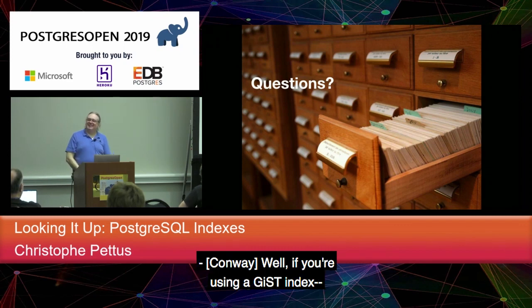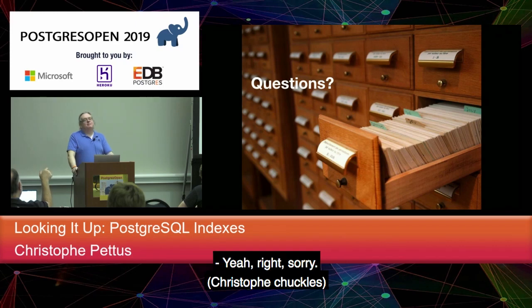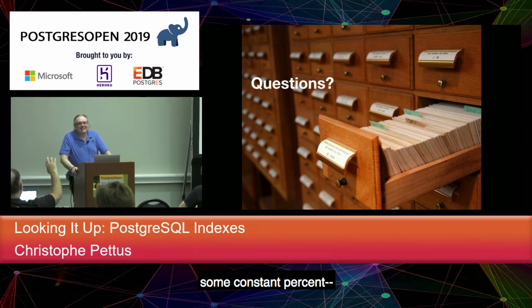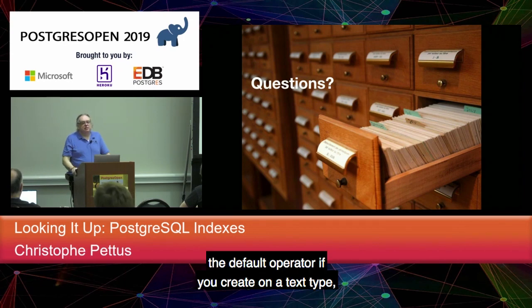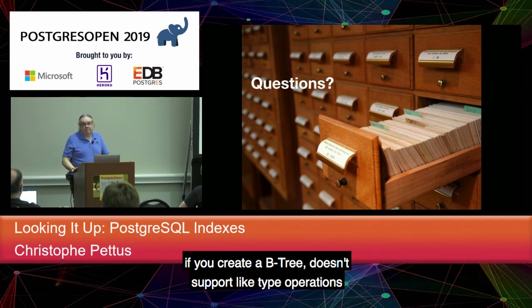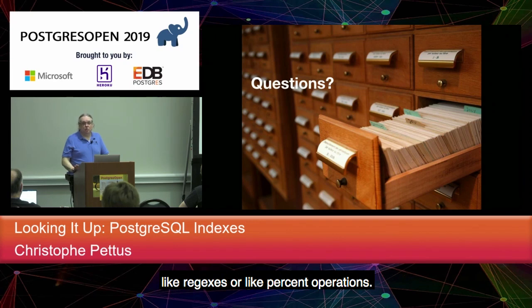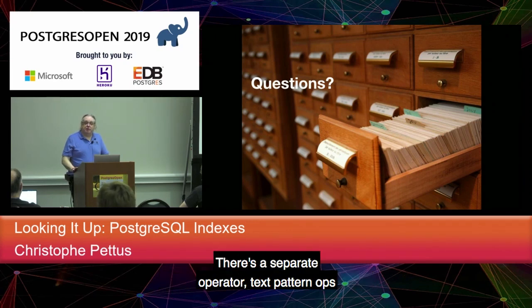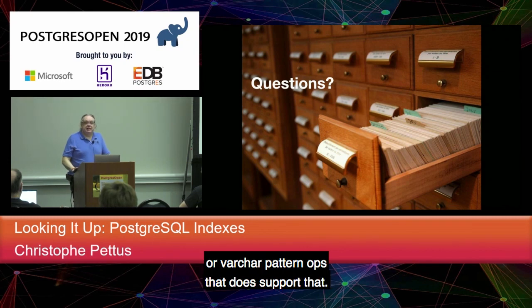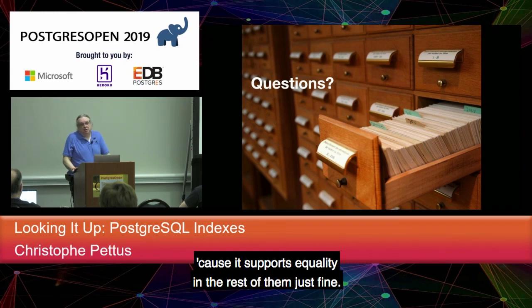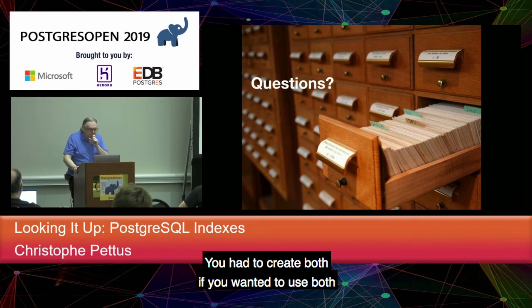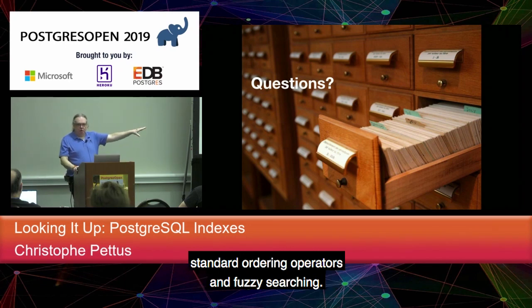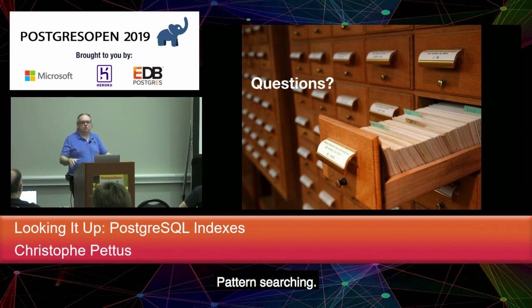Well, if you're using a B-tree index and you're doing LIKE queries, like percent, some constant, percent. The default operator, if you create a B tree on a text type, doesn't support LIKE type operations like regexes or the LIKE percent operations. There's a separate operator class, text pattern ops or varchar pattern ops, that does support that. There's no reason not to use that actually, because it supports equality and the rest of them just fine. There was a time that you had to create both if you wanted to use both standard ordering operators and pattern searching. That's no longer true.